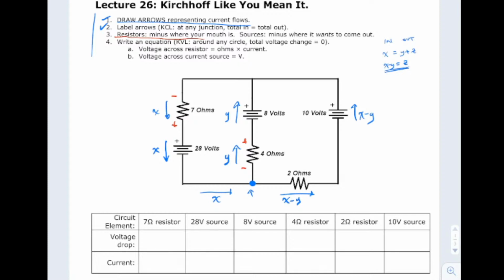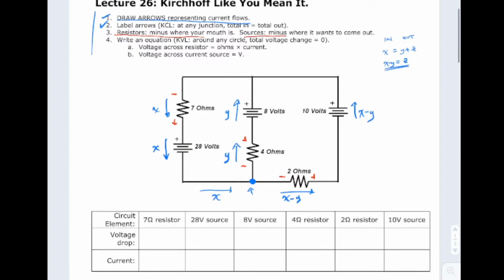Here's another resistor. Looking only at the way I've drawn the arrow, the arrow's coming in on the left side. Well, if the arrow's coming in on the left side, that's where the minus goes. That's where the mouth goes, right there. That's how you do the resistors. Sources, you put the minus where it wants to come out. Now, actually, with voltage sources, they always put the plus stamp right on it for you, which means that's the minus stamp. They put the plus stamp right on it for you, which means that's the minus stamp.